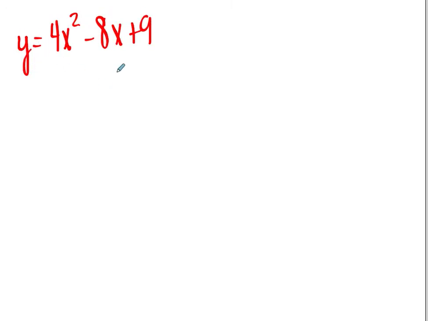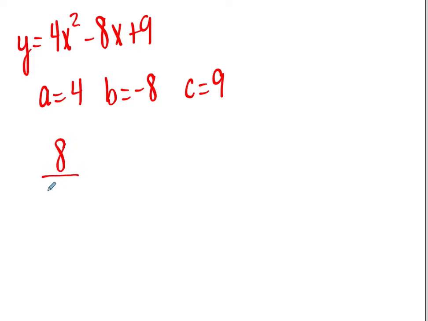It has A, B, and C. It's in standard form. What's your A? 4. What's your B? Negative 8. What's your C? 9. How do you find your vertex? Negative b over 2a. So it's going to be what? 8 over 4 times 2. Okay. Which would be? 8 over 8, which equals 1. Does anybody have questions?